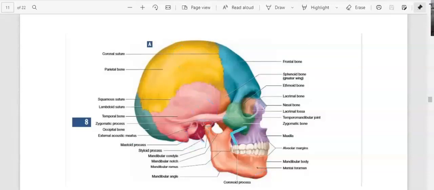Another bone, this one is going to be your maxilla. This part is the alveolar process. Right here, we have a little hole. That's going to be the infraorbital foramen. We have now the green bone. This bone is going to be the zygomatic bone. Zygomatic bone is going to have this part right there. That part is going to be the temporal process.